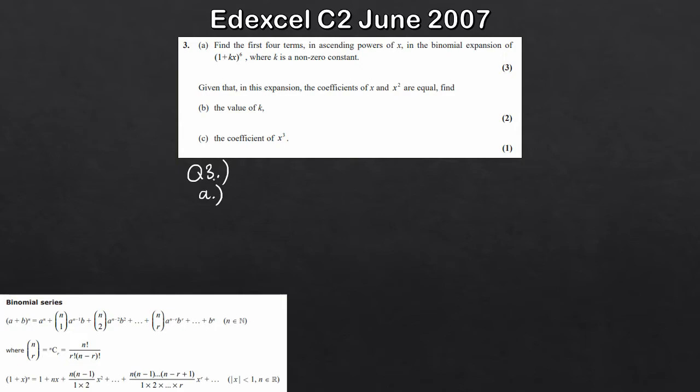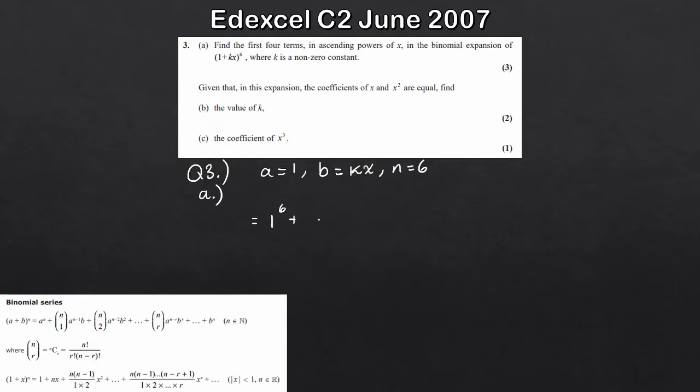So the first thing to look at here is the power. Is it a positive integer? Well, yeah, of course it is. It's 6, right? So in that case, we're using this top formula here. So a is 1, my b is kx, and my n is 6. So in that case, I just plug everything in. The first term is a to the n, so that's 1 to the 6, which would just be 1 anyway.